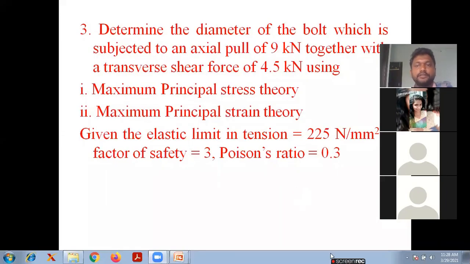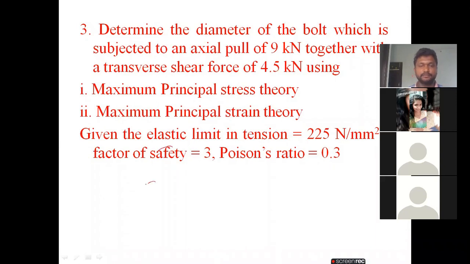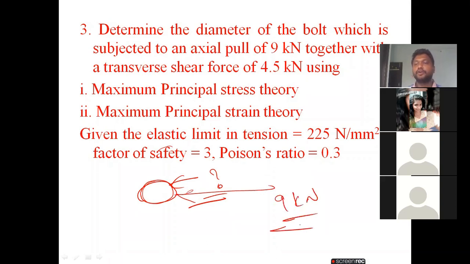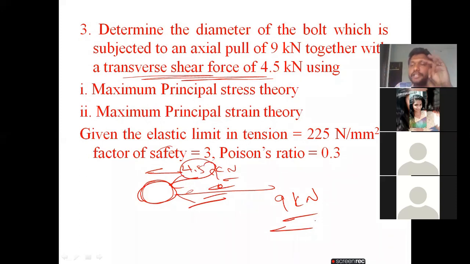Okay. So here we have to find out the diameter of the bolt subjected to an axial pull of 9 kilonewton. That means there is a pull, and a pull means there will be a tension. Together, there is a transverse shear force of 4.5 kilonewton. So using maximum principal stress theory and principal strain theory, we have to determine the diameter of the bolt.